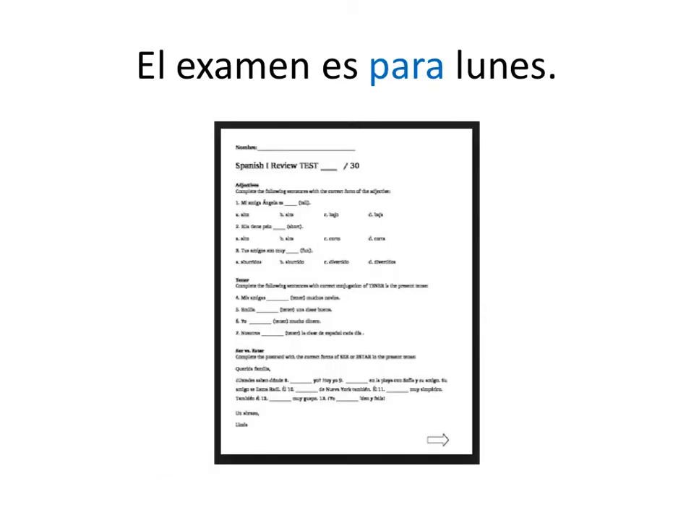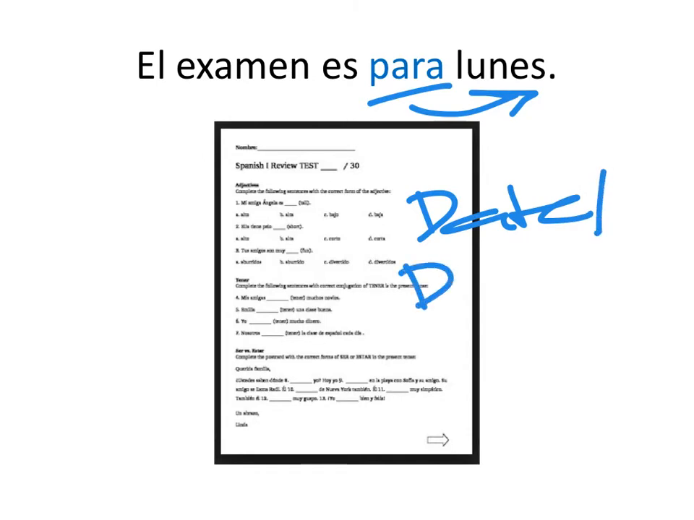El examen es para lunes. So we use para when we're talking about an upcoming date or deadline for something. So when you see a reference to time, not a duration of time, but para el 10 de agosto, or la fiesta es para este sábado, you're going to use para.